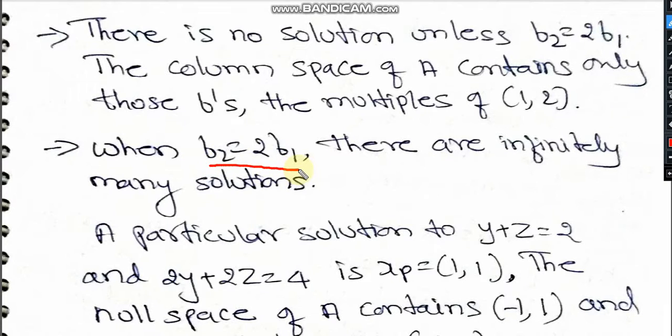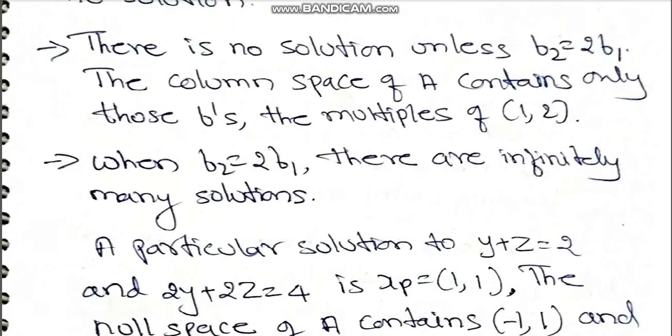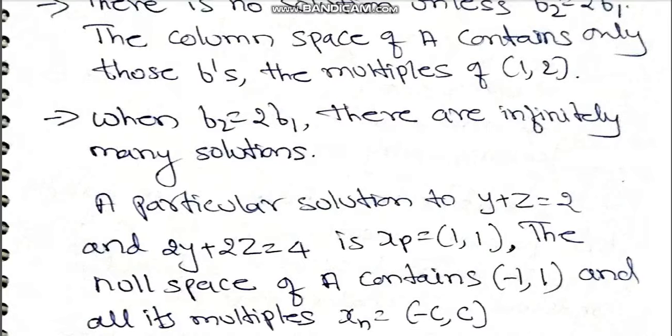If this is satisfied, then you have infinitely many solutions. The vectors can have, if I can have y as 1, z as 2, and y can be 2 and z can be 2, any number of values for y and z, with only one particular restriction: that b2 should be 2 times b1. If that condition is satisfied, you have n number of solutions, or infinite solutions. So we can have infinite solutions here.